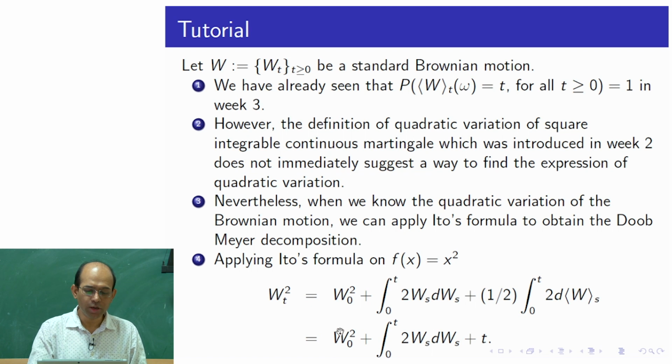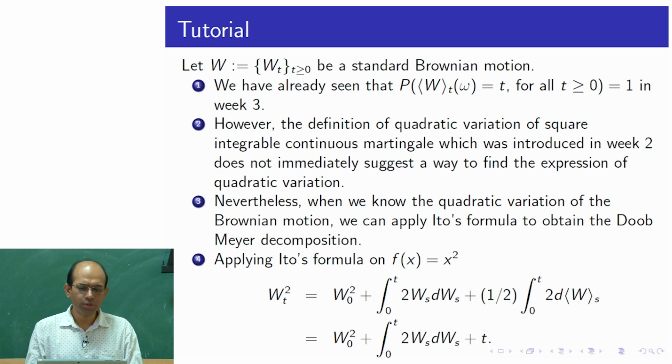So W_t squared is now written as some constant, W_0, which is actually 0 because the standard Brownian motion starts at 0, plus the stochastic integration of 2 times Brownian motion with respect to Brownian motion. This stochastic integration gives me a local martingale, and here this is the remaining term. So this is also the Doob-Meyer decomposition of W_t squared, obtained using Ito's formula.